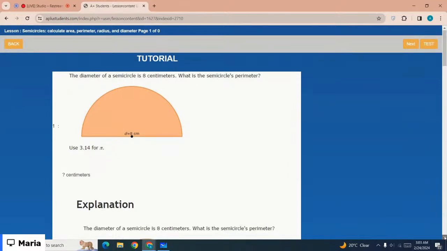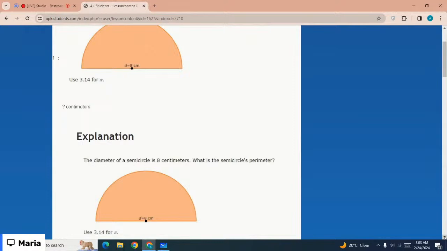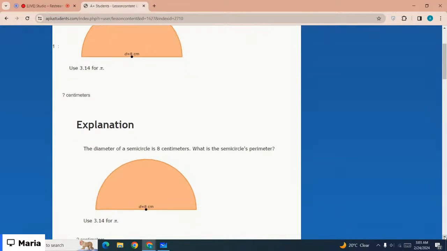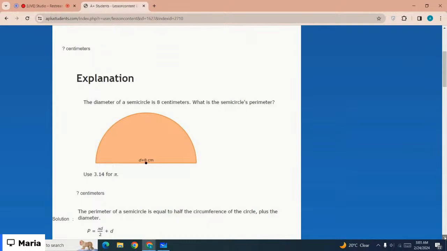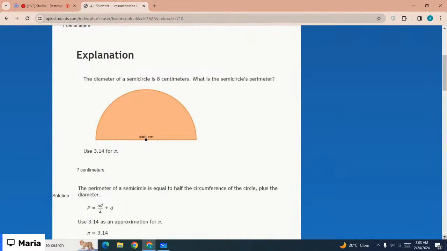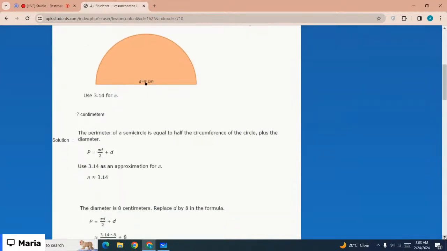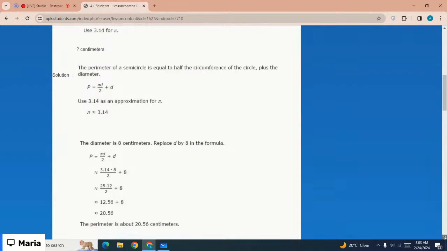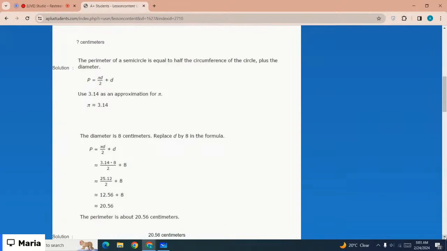Basically, for other shapes like the square, rectangle and triangle, you calculate the perimeter. For the circle, it is the same as the circumference. Because this is a semicircle, the term perimeter is used again. The perimeter of a semicircle is half of the circumference of the circle plus the diameter. This is very important.